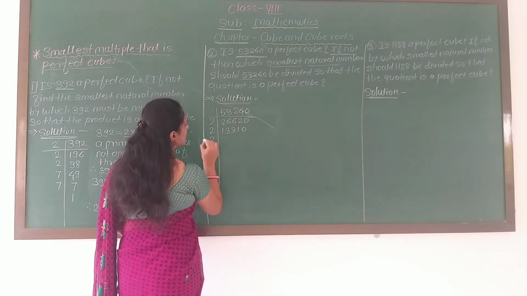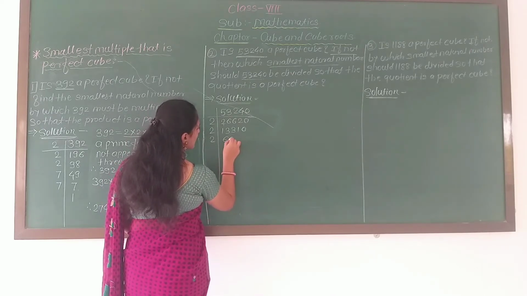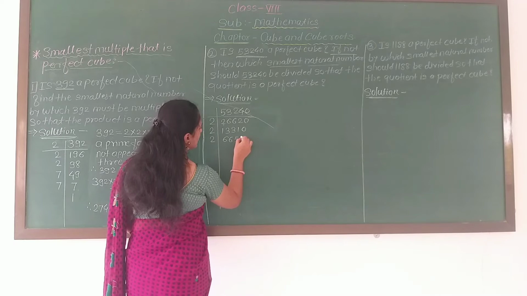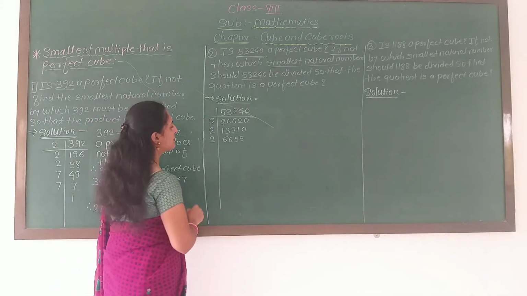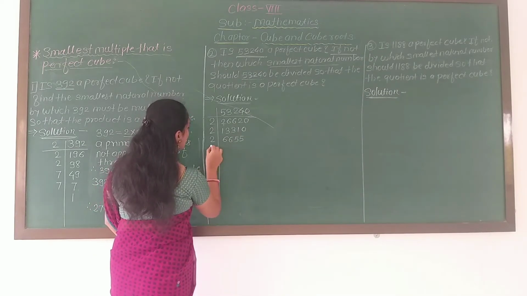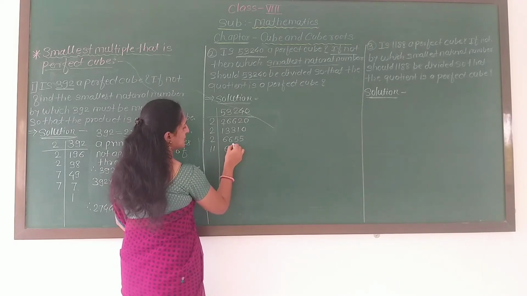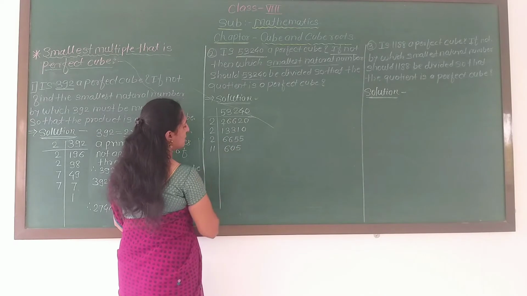Again, it is divisible by 2. That means 2 6s are 12. After that 2 5s are 10 and 2 5s are 10. 6 6 5 5. Now this number is divisible by 11. Since 11 6s are 66. After that 0, 11 5s are 55.